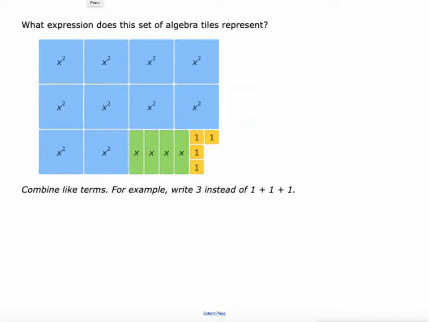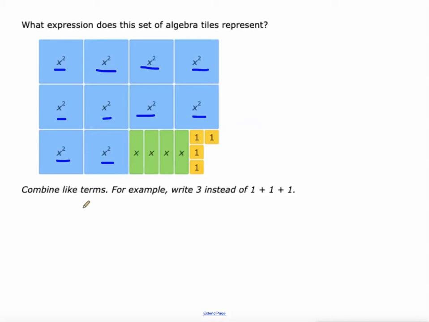What expression does this set of algebra tiles represent? And we see a bunch of x squared, some x's, and some 1's. So again, just an intro to polynomials here, basically. How many x squareds are there? There's 1, 2, 3, 4. Here's another 4 that makes 8, and here's another 2 that makes 10.